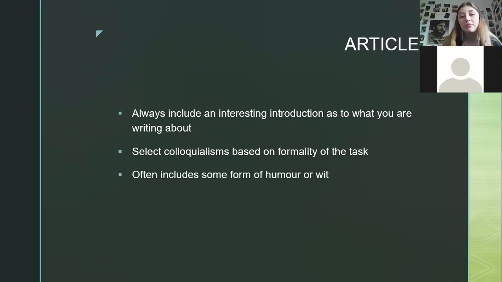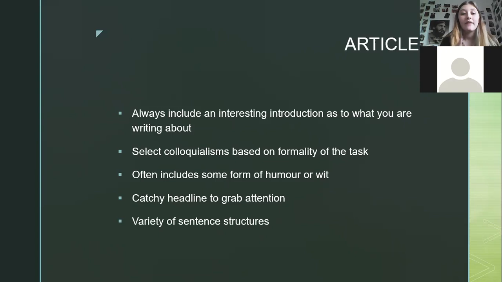Like I was saying before, newspaper articles especially, and brochures and leaflets, often include some form of humour or wit, so maybe a sarcastic comment or even just a joke, or giving somebody a funny nickname, obviously not an offensive one. The title might be quite funny to draw the reader in, anything like that. And like I said before, a catchy headline to grab the attention, because that's what you're going to be marked on. It's going to draw the reader in and make you want to read on.